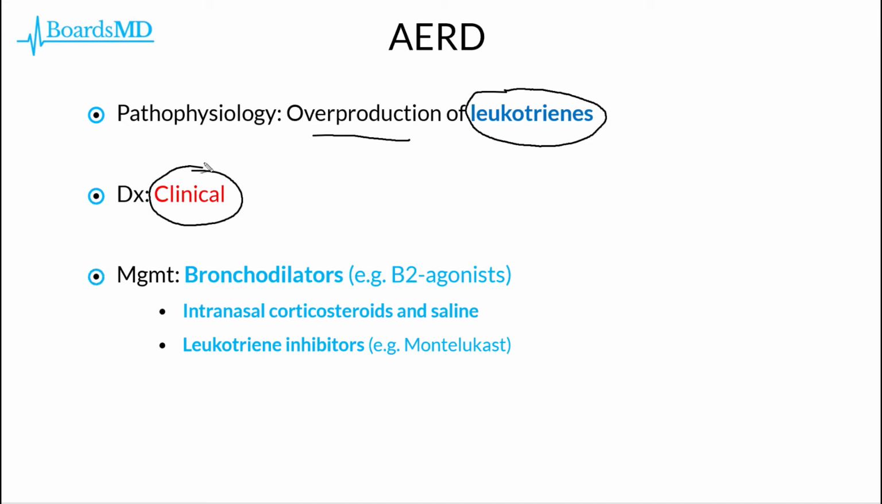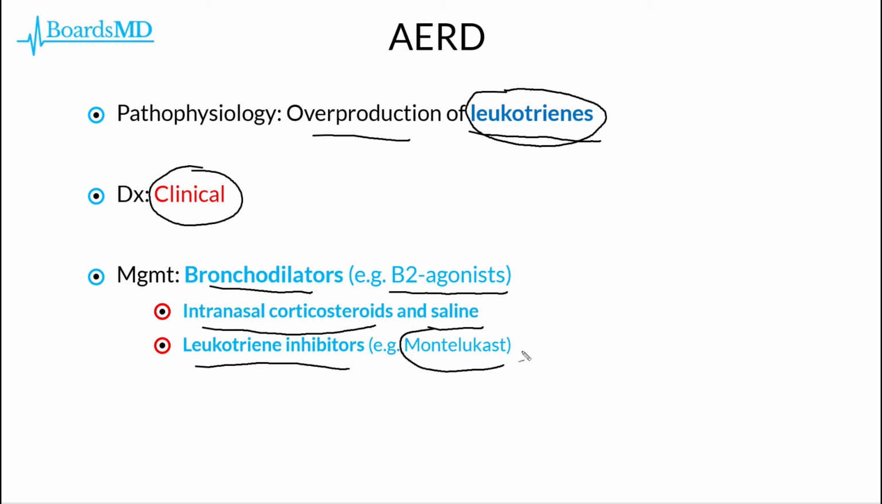Management for AERD includes the use of bronchodilators, including beta-2 agonists such as albuterol. These patients may also benefit from intranasal corticosteroids as well as saline, as this can be helpful with the rhinosinusitis. And additionally, because the underlying pathophysiology of this disease is an overproduction of leukotrienes, these patients can also benefit from the use of leukotriene inhibitors, such as montelukast.